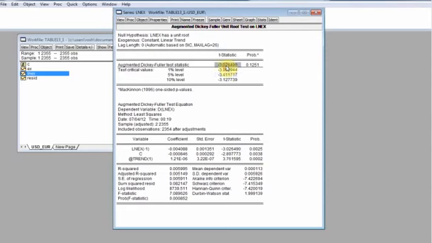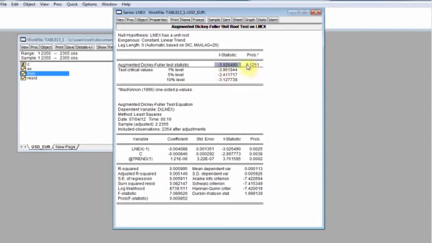Now what we need to see is that this has to be greater than these in absolute value. In that case we will reject the existence of a unit root. In other words, our data will be stationary. But in this case the absolute value is 3.02, which is smaller than 3.12, not even at the weak significance level of 10%, so you don't have to look any further.